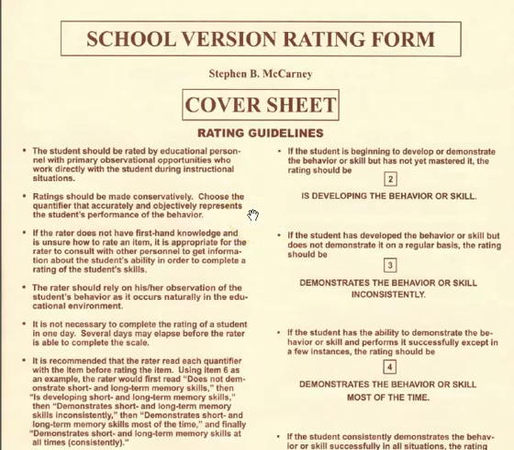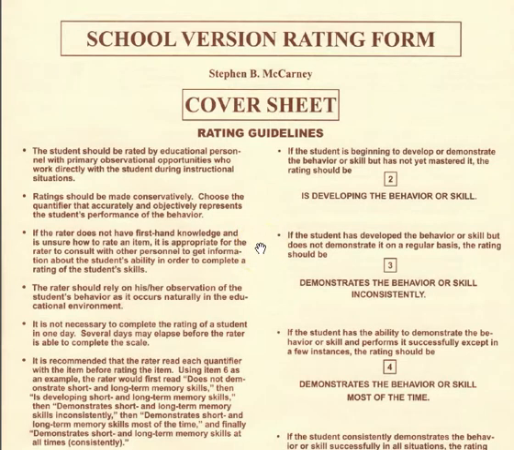The guidelines include the following. The student should be rated by educational personnel with primary observational opportunities who work directly with the student during instructional situations. Ratings should be made conservatively. Choose the quantifier that accurately and objectively represents the student's performance of the behavior.